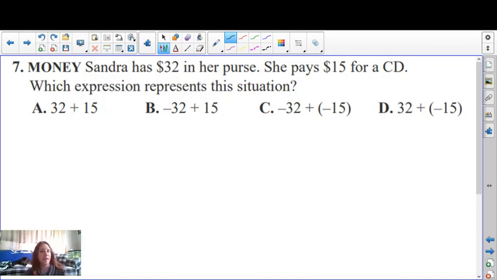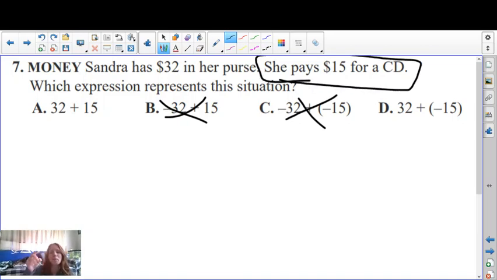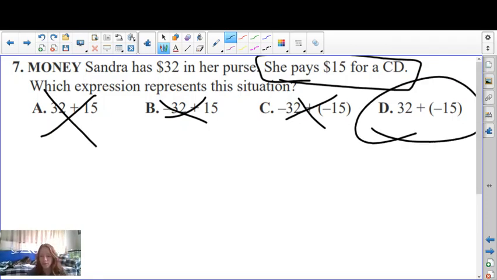Sandra has $32 in her purse. She pays $15 for a CD. Which expression represents this? Well, I'm going to instantly throw out B and C because they say negative 32 and she has 32. 32 means it's positive, so my only choices are A or D. Then it says I'm paying for a CD. If I'm going to pay for that CD, I no longer have that amount, so I'm going to end up subtracting that. So I'm not adding. So my answer here is D.